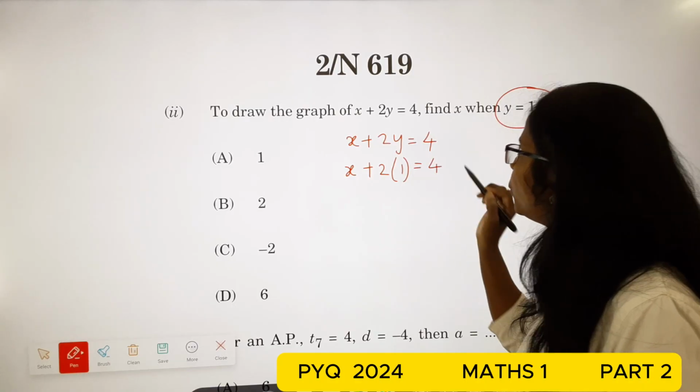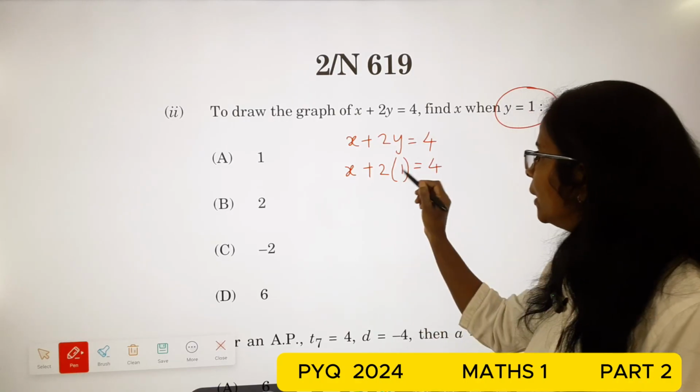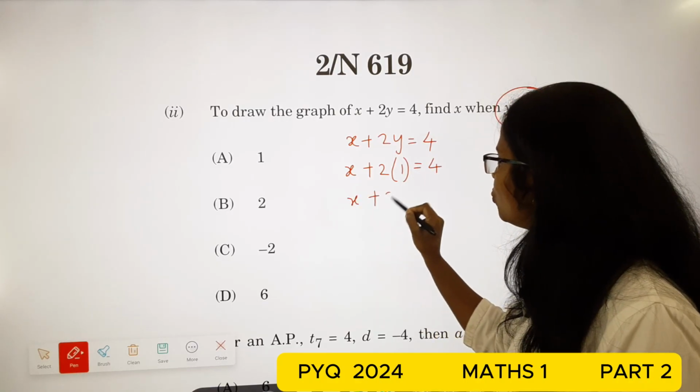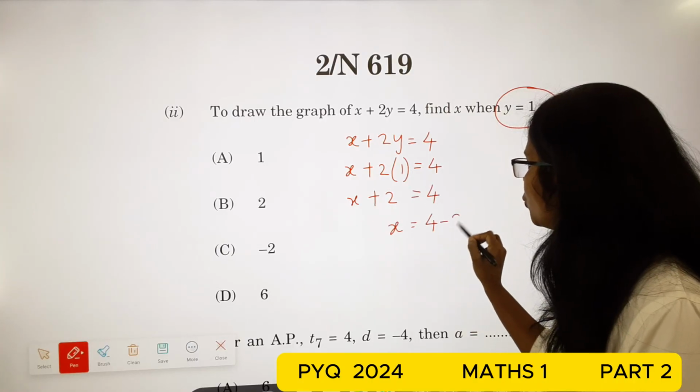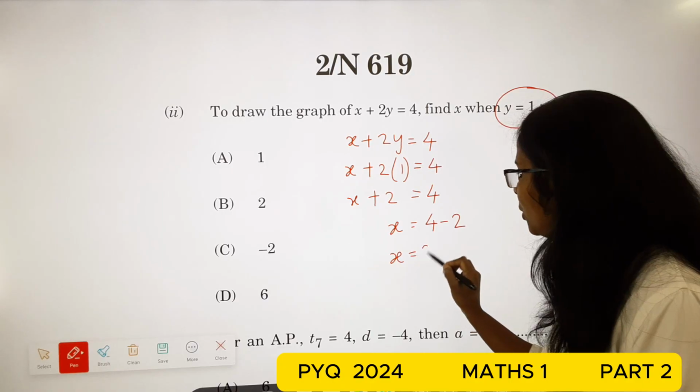That is, put y is equal to 1 here. Then x plus 2 ones are 2 is equal to 4. So x is equal to 4 minus 2. That means x is equal to 2.